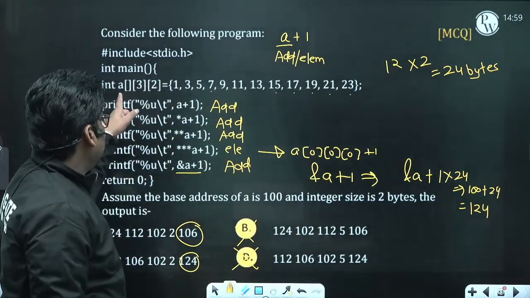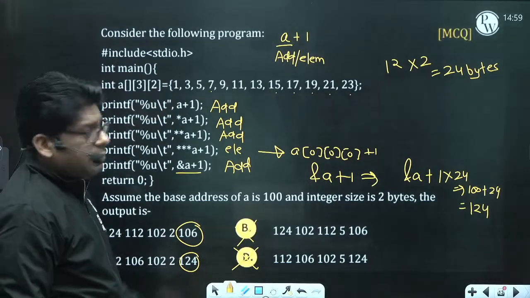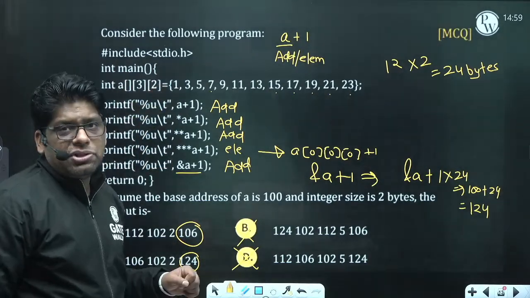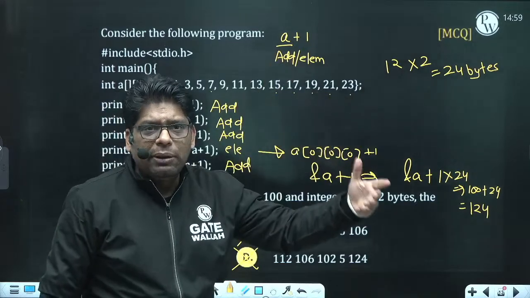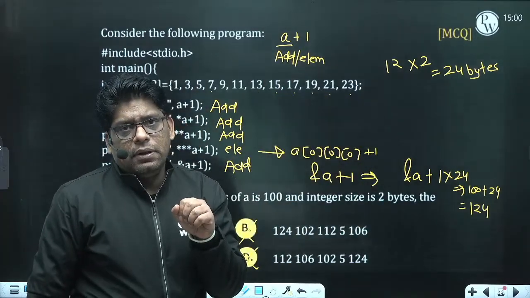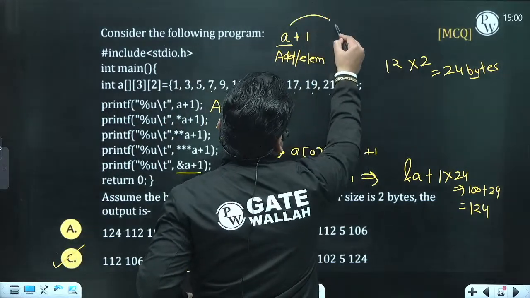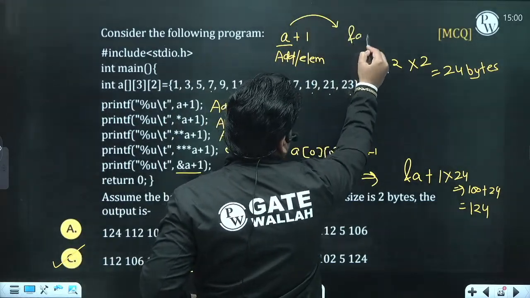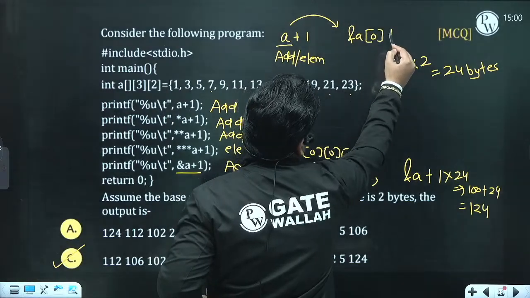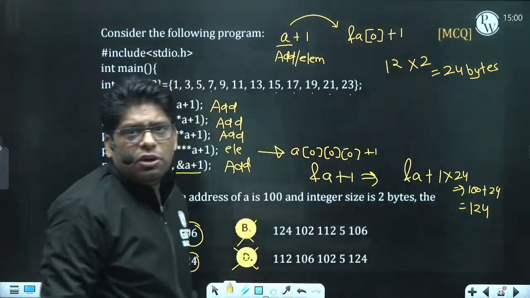Sir, because in the declaration there are 3 dimensions, and here we are having 0 dimension, it is an address. That means it represents some array. And an array always represents the address of its first element. That means this becomes address of A0 plus 1.